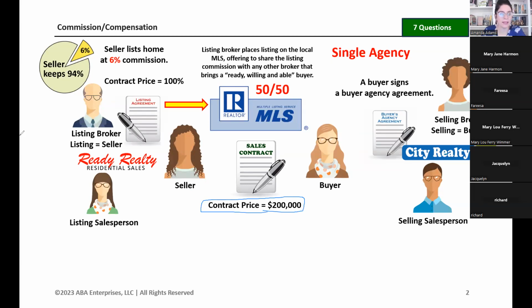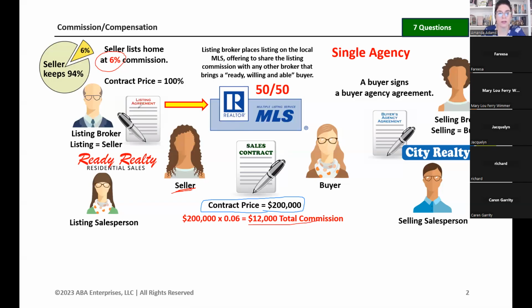And it was listed at 6% commission. What is the total commission? So what is 6% of 200,000? 12,000, right? That's how much commission that seller is going to pay. That's how much is going to be taken out of her proceeds. 12,000. All right. So we do that first. First, calculate your total commission.